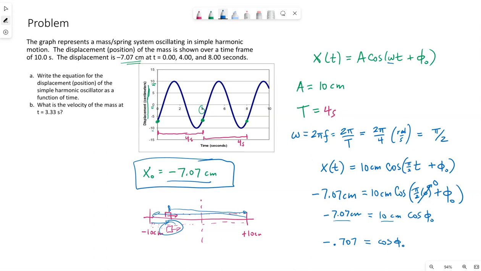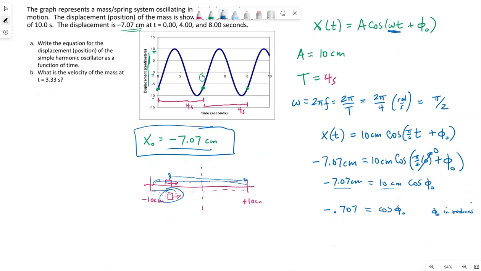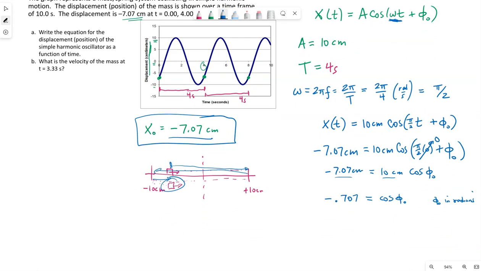Now remember, we want phi naught to be in radians because omega is in units of radians per second. That means the omega t term will have units of radians, and in order to add the quantities, they have to have the same units. So I'm going to put my calculator in radian mode. And take the inverse cosine of the negative 0.707.